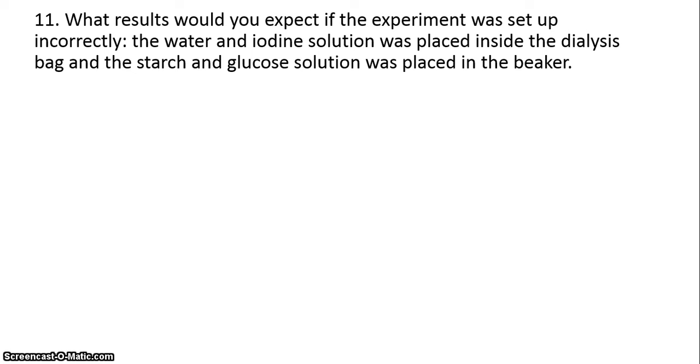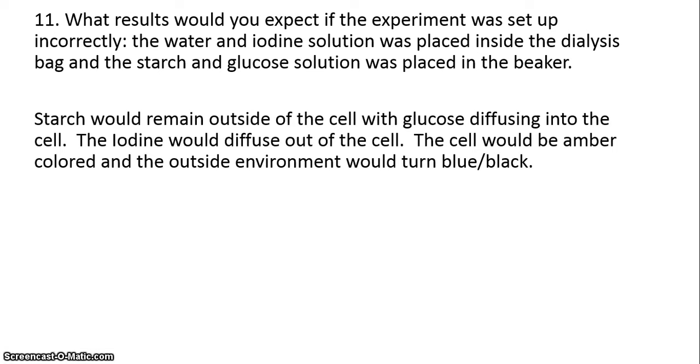All right, so what if you set this up wrong? Let's think about that. If you put water and iodine inside of the dialysis bag and starch and glucose outside, you'd get the same kind of result, but you'd notice that the starch is going to stay outside of the cell with glucose diffusing into the cell. The iodine would still diffuse to where there was a lower concentration, in this case outside of the cell. And so the cell itself would be amber colored and the outside environment would be a blue-black color.